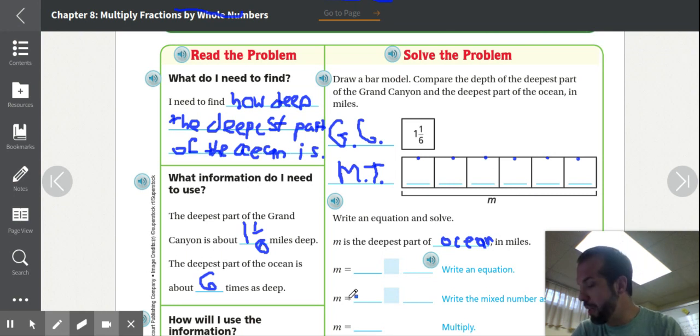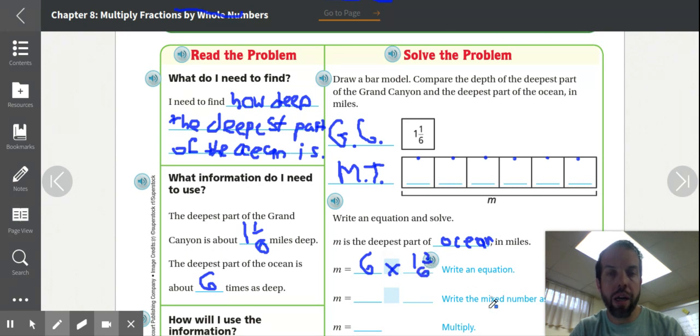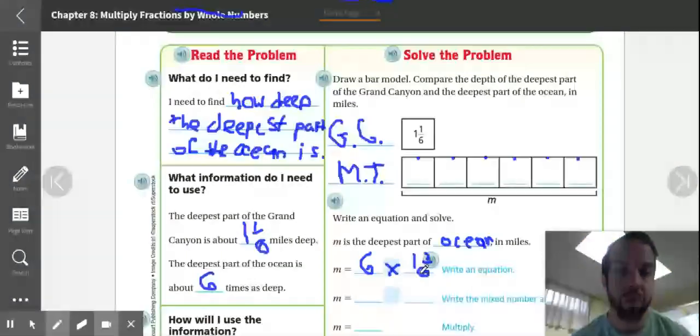All right. So step number 3 is write the equation. So that's write the problem. Since the word times, we know it's 6 times as deep, we know we're going to be multiplying here. So we're going to say 6 times 1 and 1/6. Okay, so now this is just like the lesson from yesterday and from last Thursday. Now I'm multiplying a whole number times a mixed number. So the first thing I know I have to do is change this mixed number into an improper fraction. So I'm going to do that right here.